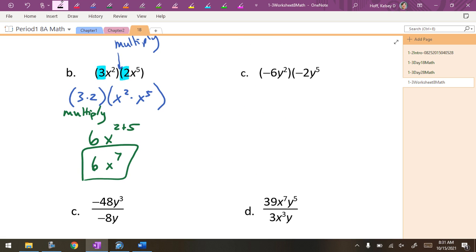On C, I forgot a parenthesis here. Try C now. Yes, please. I forgot to put it in there. Put it in there for me. Thank you.